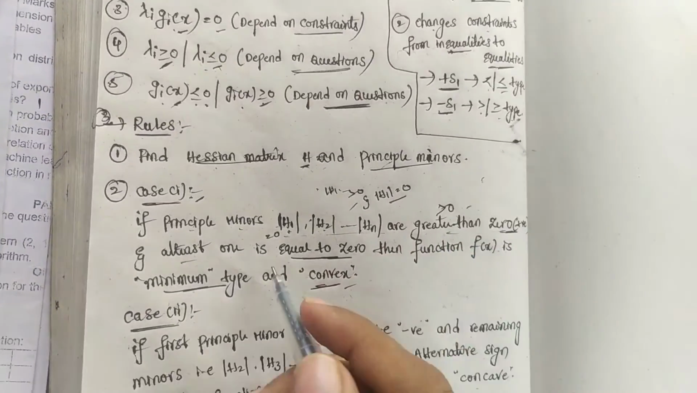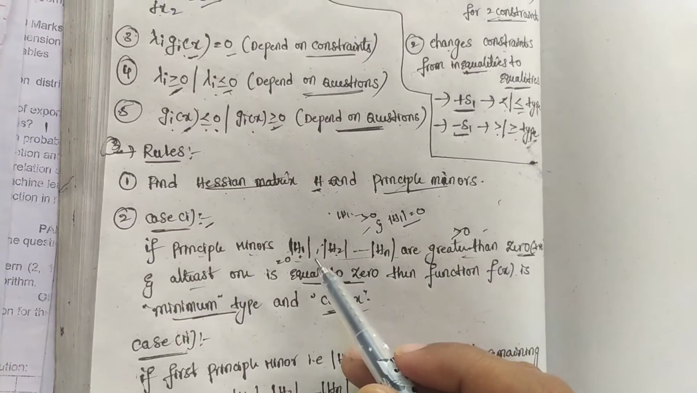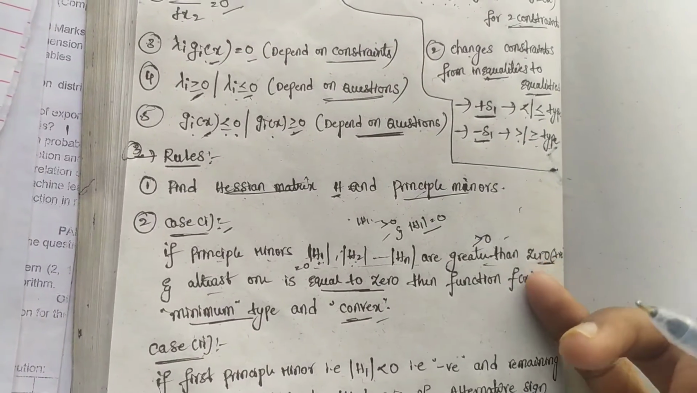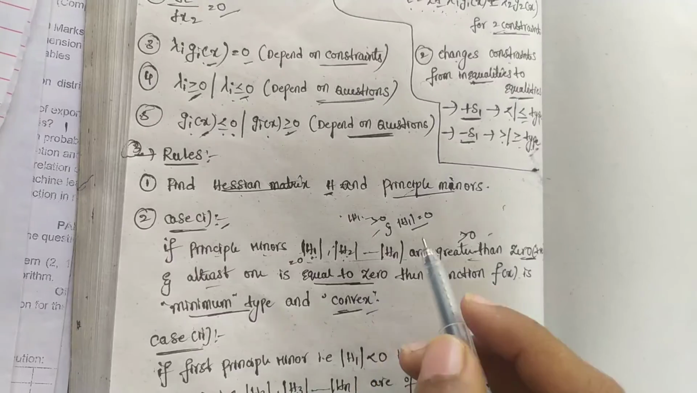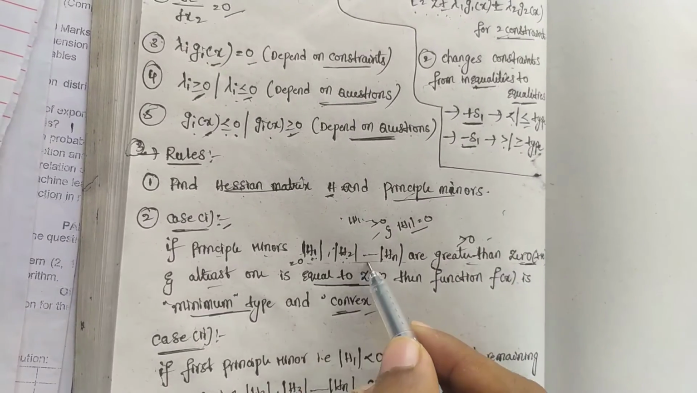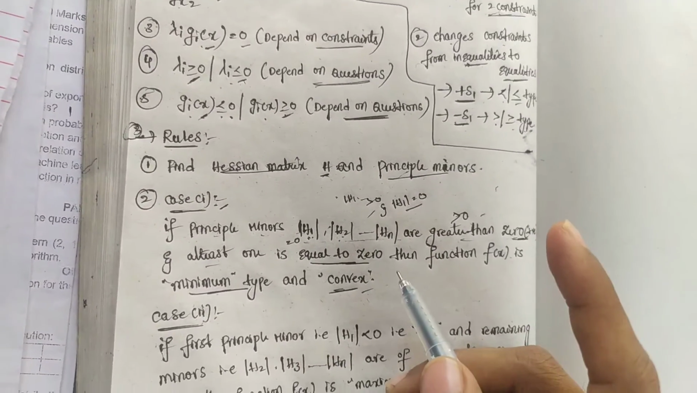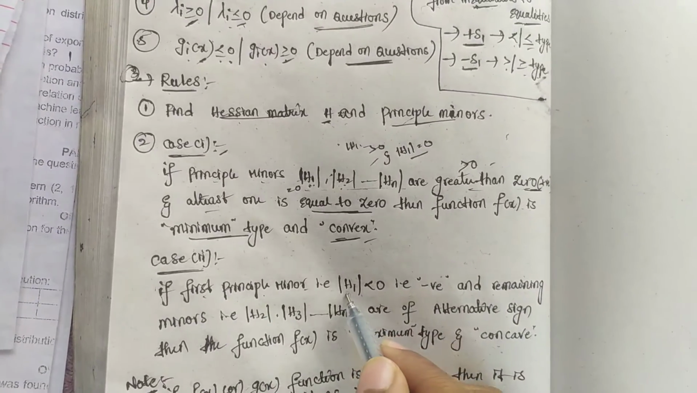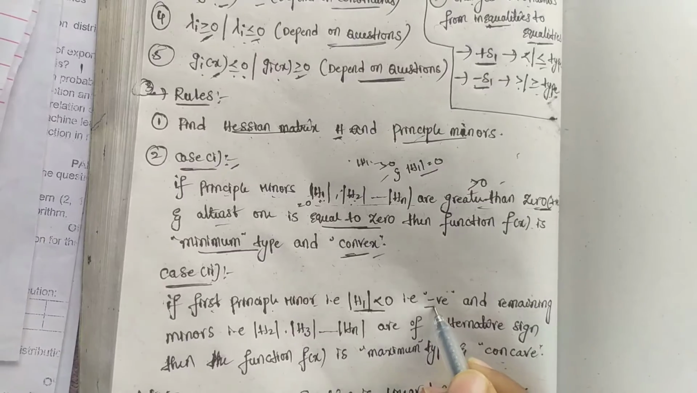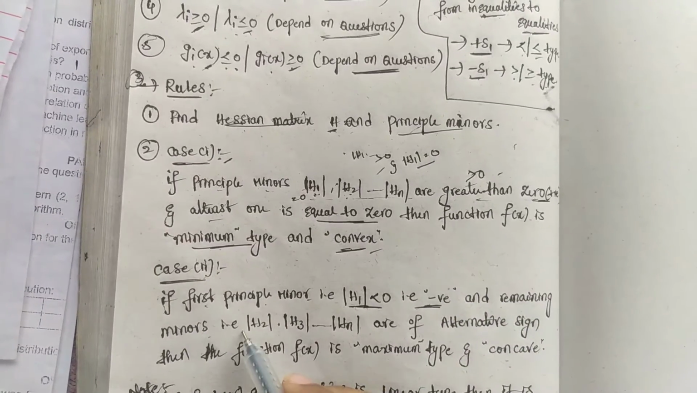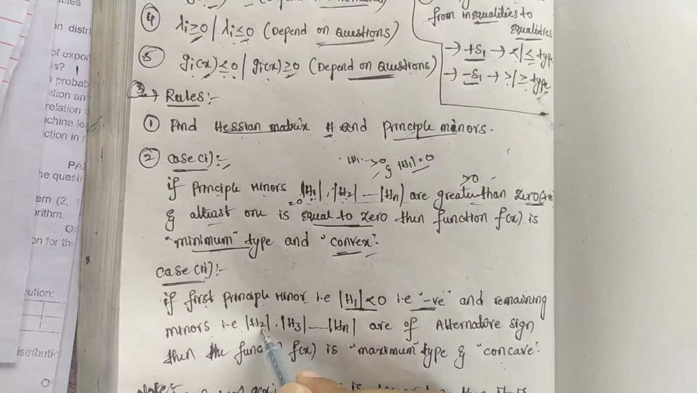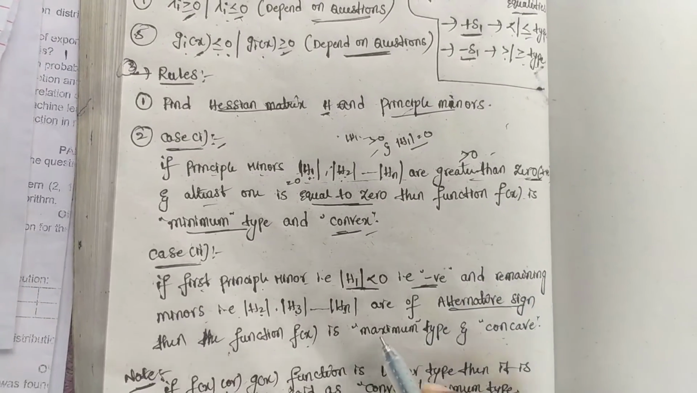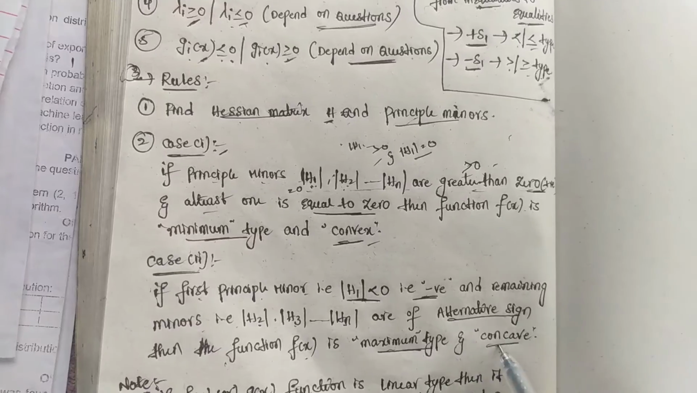Again I will repeat: if the principal minors, that is h1, h2 and so on up to hn, are greater than 0 and at least one is equal to 0, any one of them, then it is minimum type. The second case is if the first principal minor, mod h1, is less than 0, that is negative, and the remaining minors, mod h2, mod h3 and so on, are of alternating sign, then the function is maximum type and concave.